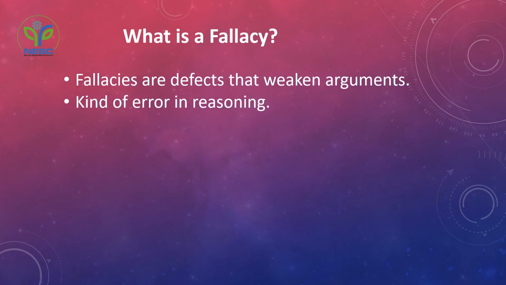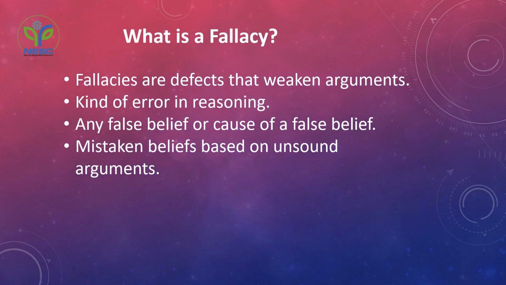So students, now let's discuss what is a fallacy. Fallacies are defects that weaken arguments. It's a kind of error in reasoning. Any false belief or cause of a false belief. It is a mistaken belief, especially one based on unsound arguments. A fallacy is an argument of a type that is generally recognized to be bad. It is an argument which appears to be valid, but in reality it is not so. It is an invalid argument which can mislead people by a show of truth. A fallacy is a false idea that many people believe as true.